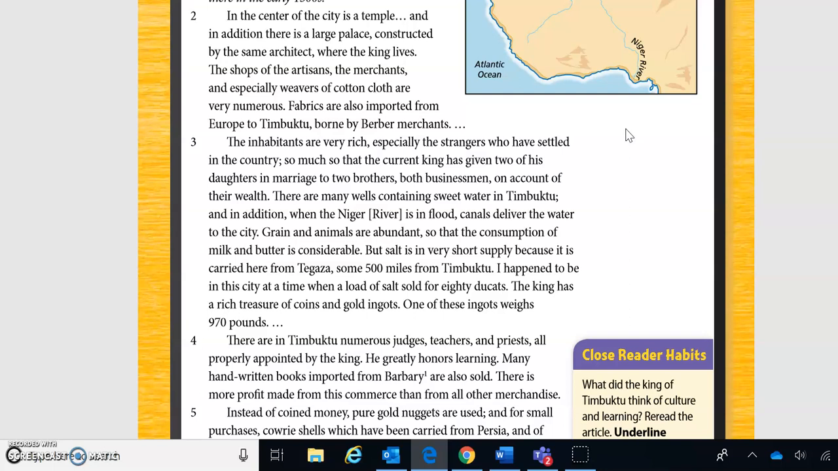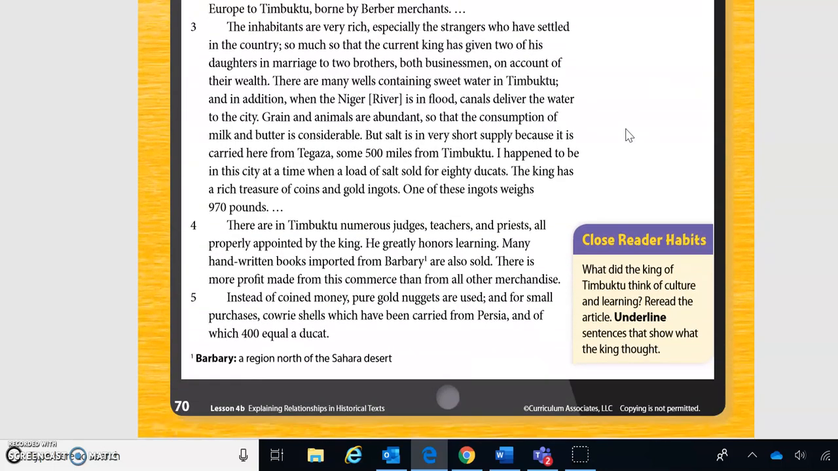The king has a rich treasure of coins and gold ingots. One of these ingots weighs 970 pounds. There in Timbuktu, numerous judges, teachers, and priests, all properly appointed by the king. He greatly honors learning. Many handwritten books imported from Barbary are also sold. There is more profit made from this commerce than from all other merchandise. Instead of coin money, pure gold nuggets are used, and for small purchases, cowrie shells that have been carried from Persia, of which 400 equal a ducat.